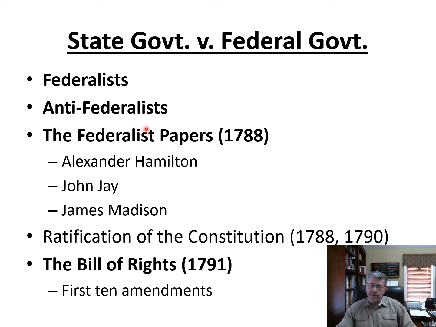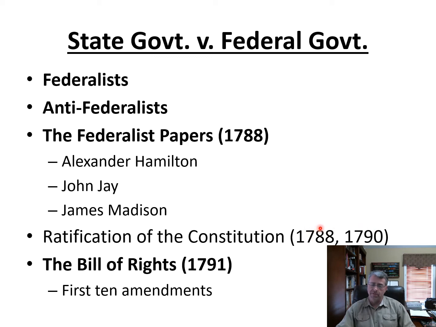I gave you two dates here. Ratification of the Constitution. I gave you two dates: 1788 and 1790. In 1788, the 9th out of the 13 states ratified the Constitution, and it became the law of the land. So in 1788, they achieved the minimum, 9 out of 13 states ratification. So the Constitution officially becomes the law of the land in 1788. But it's not until 1790 that the last few states ratified the Constitution. All 13 states will have ratified it by 1790. So that's why I give you two dates here.